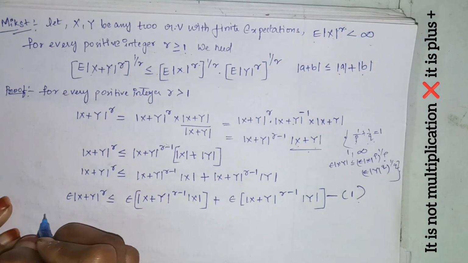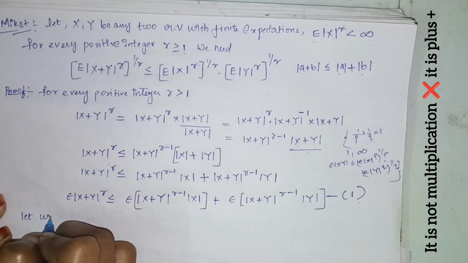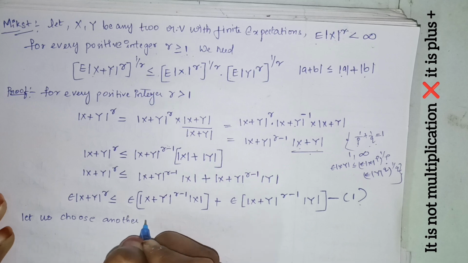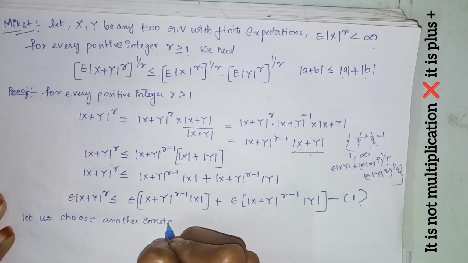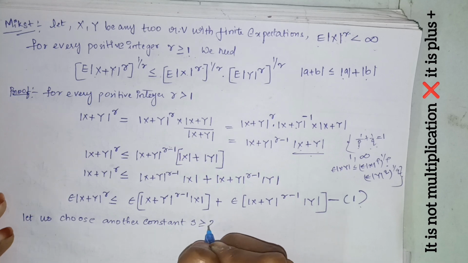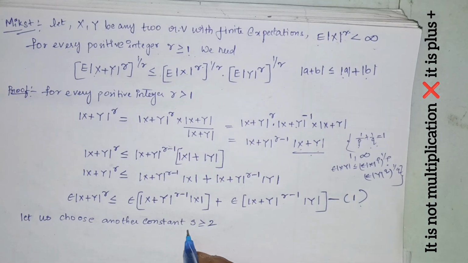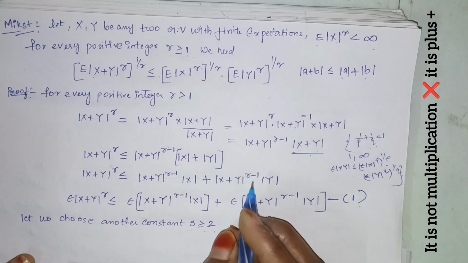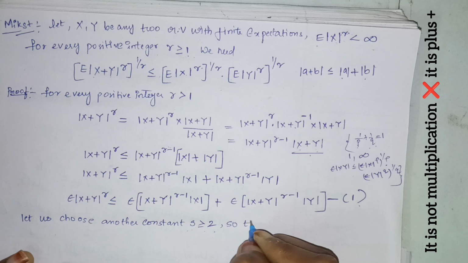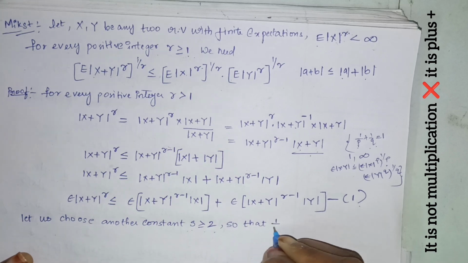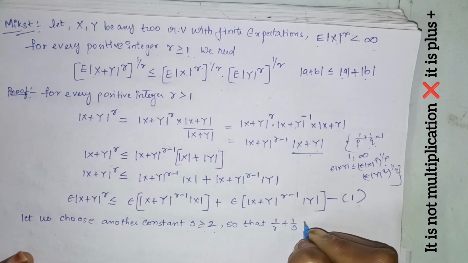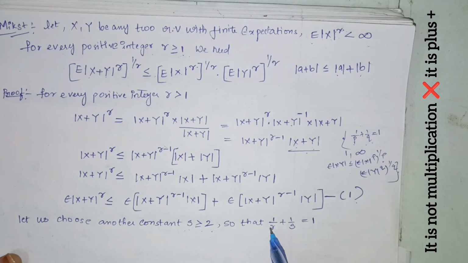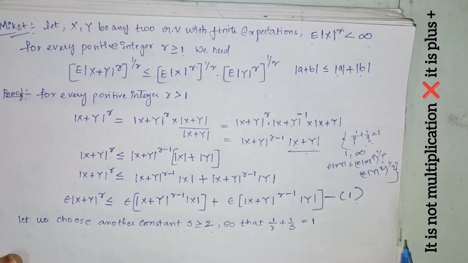Now let us choose another constant s greater than or equal to 2. Here we consider another constant, which is nothing but s greater than or equal to 2, so that 1/r plus 1/s is equal to 1. Earlier we took p, q; here we are taking r, s, that is the only difference.